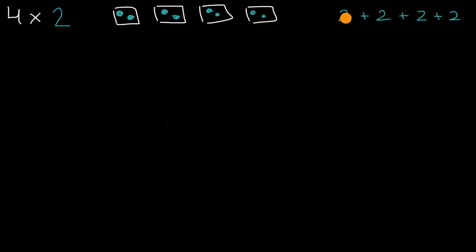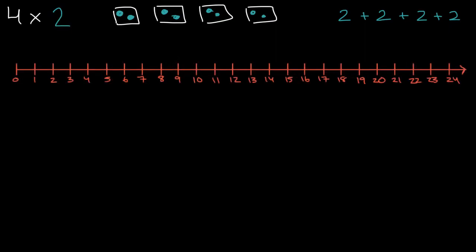And this, of course, is going to be 2 plus 2 is 4, 4 plus 2 is 6, 6 plus 2 is 8. We see that over here. We could even skip count 2, 4, 6, 8. 4 times 2 is equal to 8. We can also think about that on a number line. So I'm going to make a little bit of a number line here.